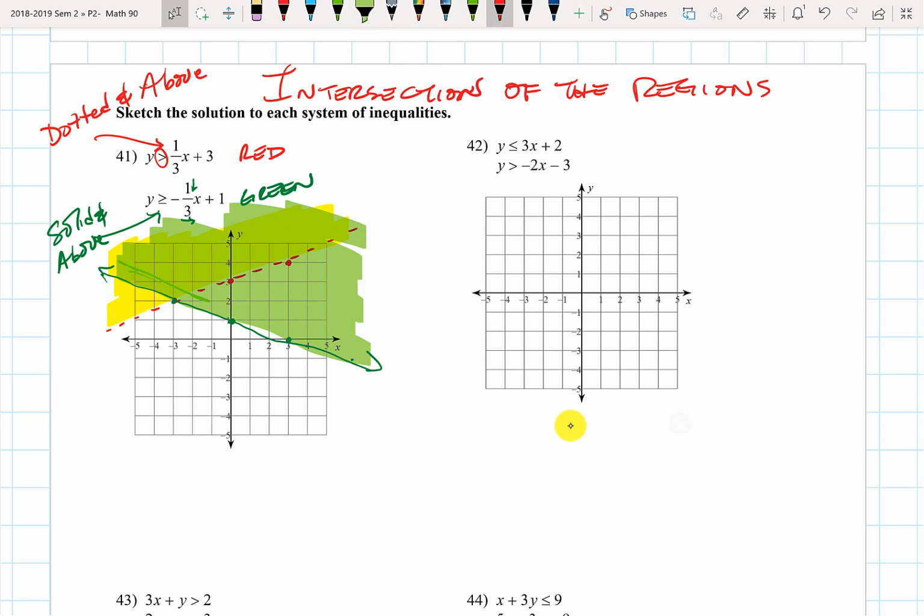Okay, and where do they overlap? Well, it's kind of hard to see there. You know what? I'm going to do this. It's kind of hard to see. I thought colors would make it easier for you guys. So I'm going to use arrows.